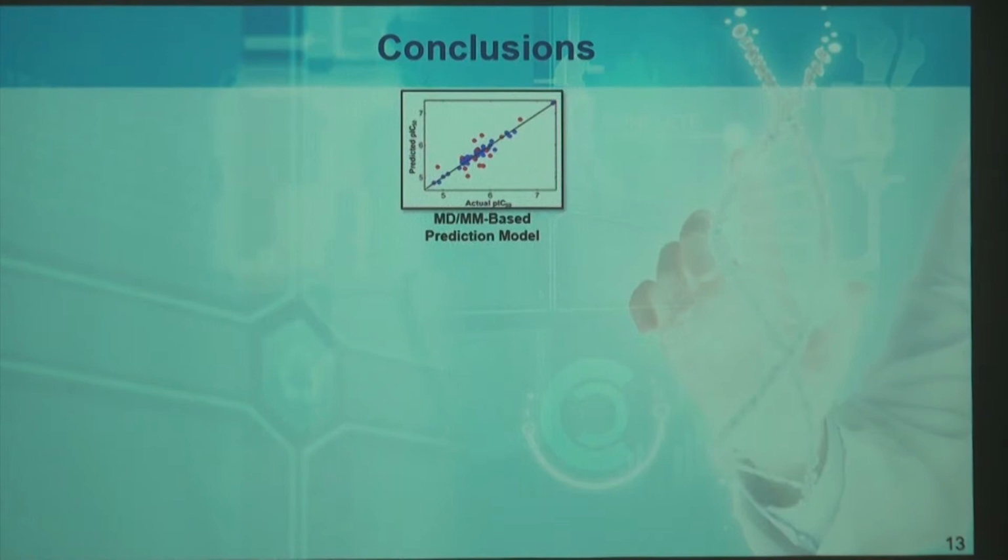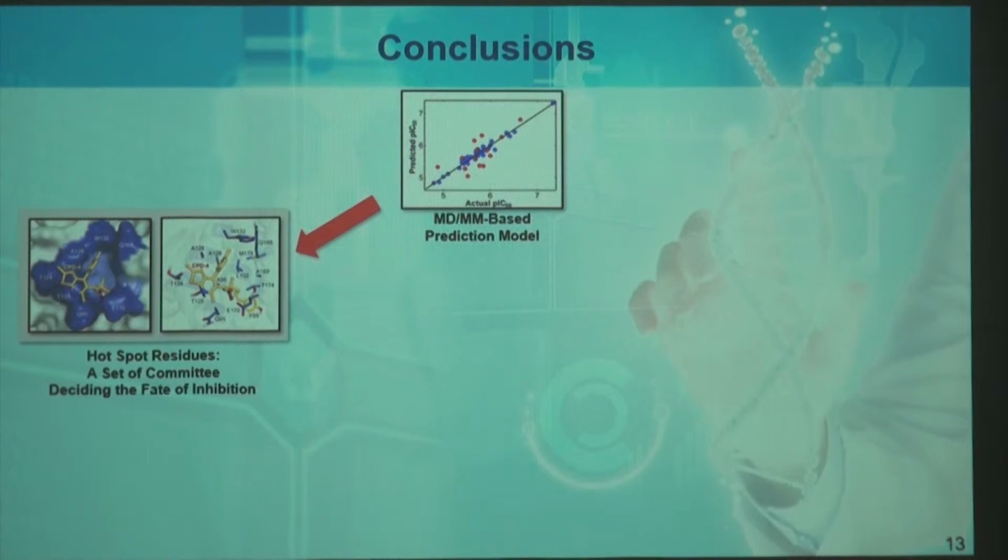And we have got several benefits from an MD and MM based prediction model. Firstly, we know that hotspot residues are not just normal key residues, but act as a set of committee to decide the fate of inhibition.